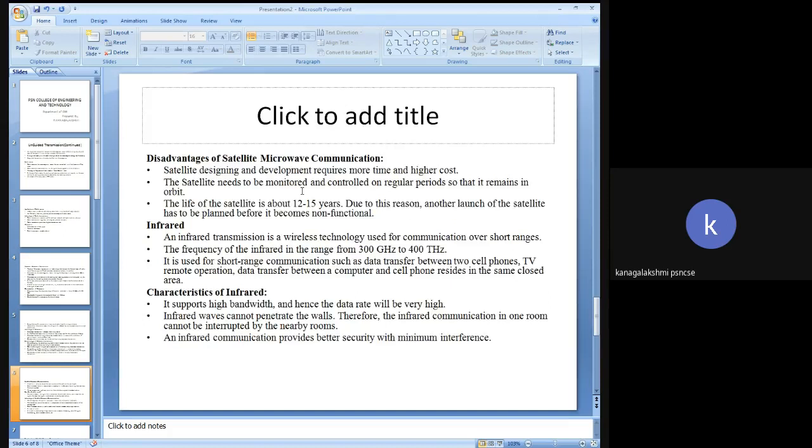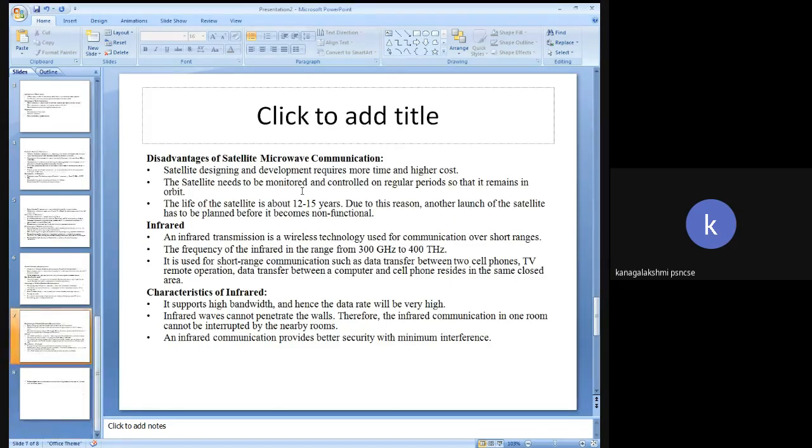What are the disadvantages of satellite microwave communication? When designing and developing, it requires more satellites on the design and requirement side. It needs more time and a higher cost. The satellite needs to be monitored and controlled at regular intervals. The lifetime of a satellite is about 12 to 15 years. Due to this, before it becomes non-functional, you have to launch a satellite again.